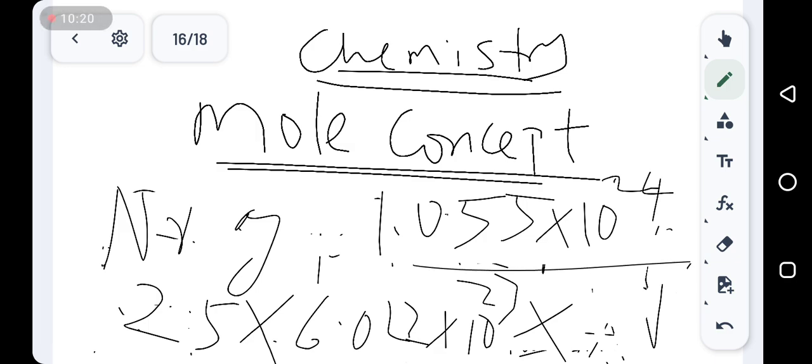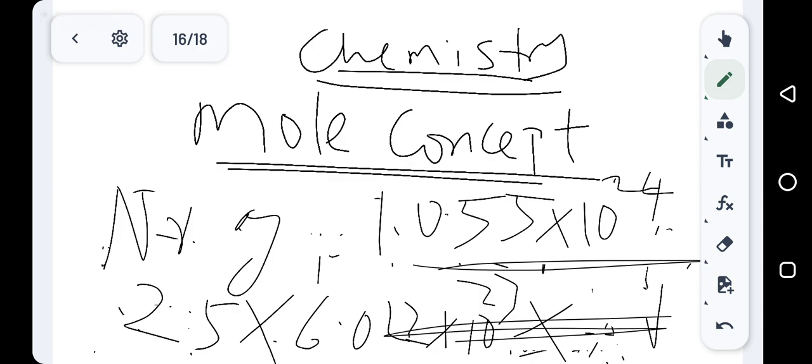Times 10 raised to power 24. So this is the answer. When you are given the number of moles, you can get the number of particles using this formula: the number of particles is equal to the number of moles given to you times the Avogadro's number. Now let's look at another example.